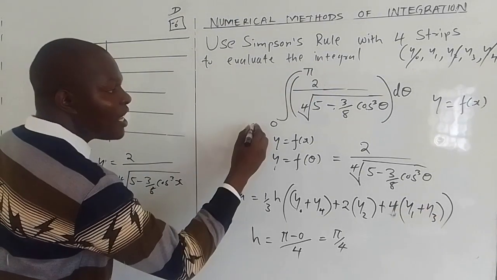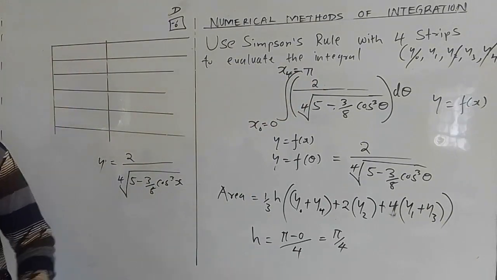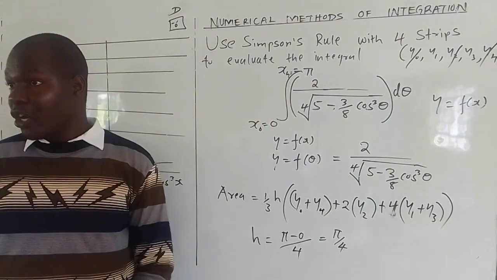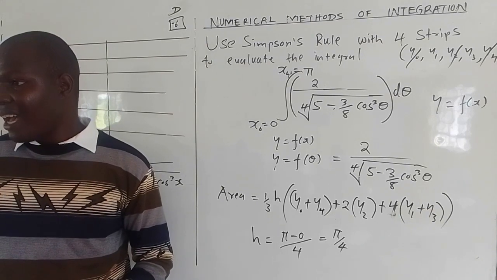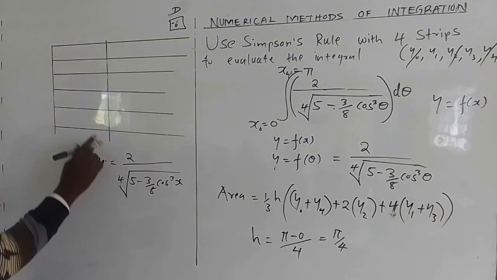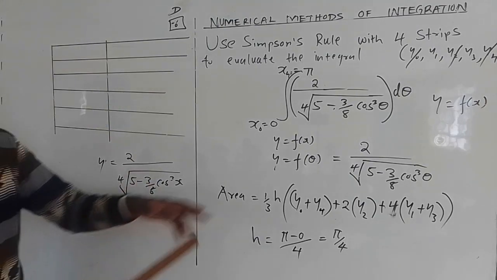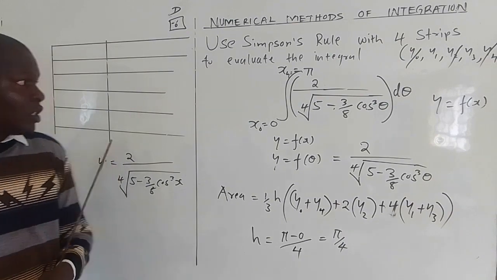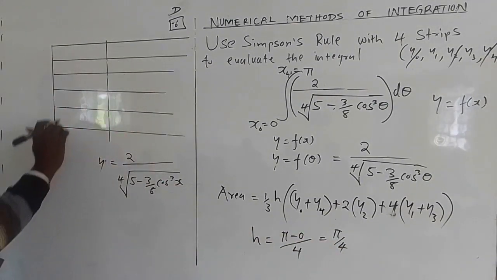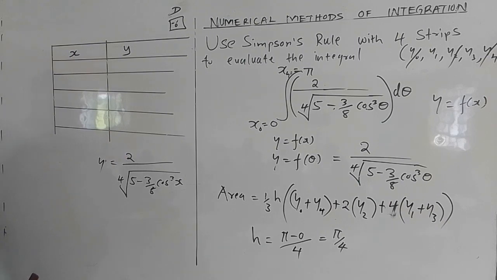You see the limits are from x, meaning you are starting from x naught, which is 0, isn't it? And you are ending at x4, because 4 strips, meaning the last one is x4. From x0 to x4, those are 5 coordinates. Are we together? So here we have the x values, which are our theta. I'm using x to explain, okay? You know we are dealing with theta, but it is easier to explain with x. So here you will have the x values and the y values.